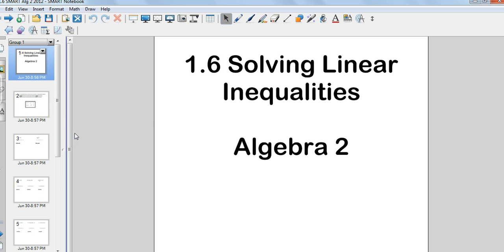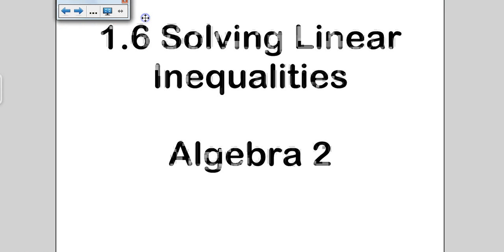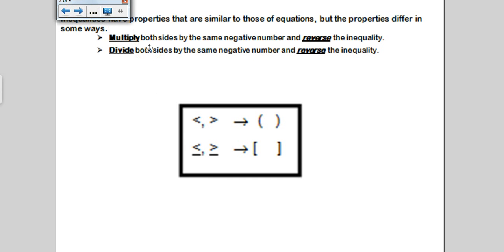Our lesson on 1.6 involves solving linear inequalities. Now we've solved linear equations before on 1.3, but the difference today is that instead of having equations, we're going to have inequalities, which are greater than or less than problems.